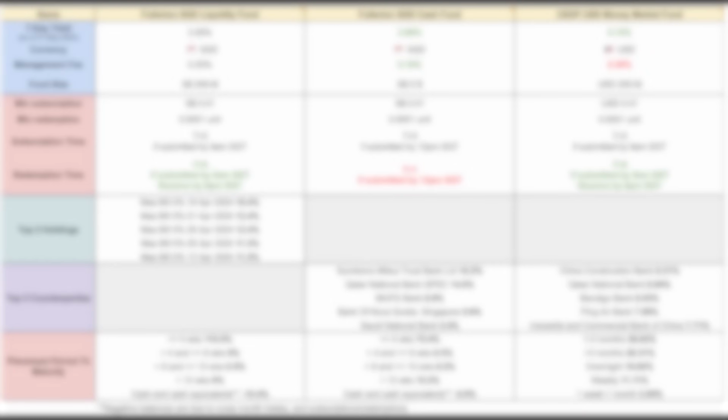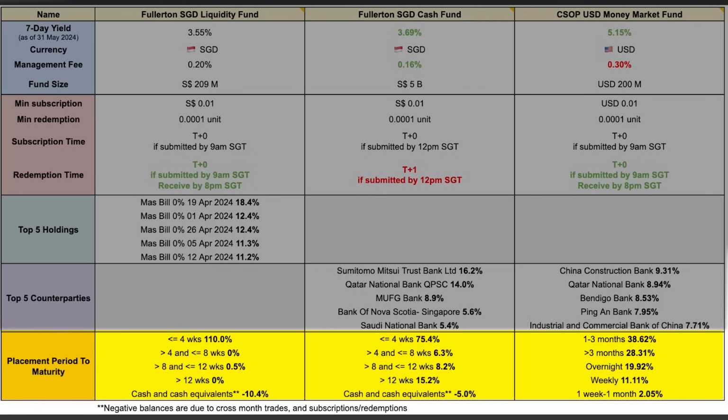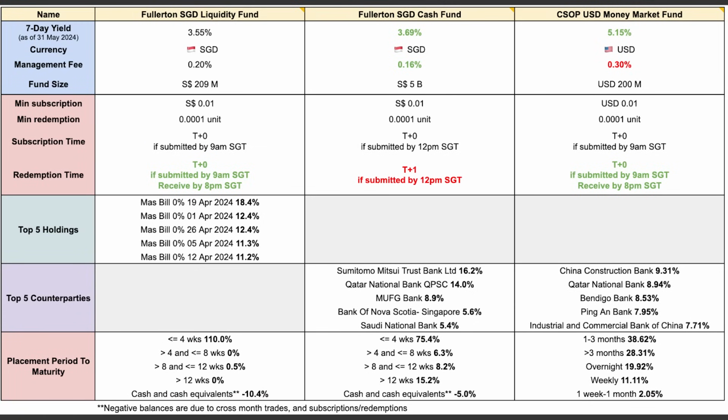Check this out. If we look at the placement period to maturity of the funds, all of them have very short maturity periods. For example, for both the Fullerton SGD Liquidity Fund and the Fullerton SGD Cash Fund, most of their holdings have a maturity period of 4 weeks or less. And as for the CSOP USD Money Market Fund, most of the holdings is within 1 to 3 months. In terms of yield, the Fullerton SGD Liquidity Fund has the lowest 7-day yield at 3.55%, followed by Fullerton SGD Cash Fund at 3.69% and CSOP USD Money Market Fund at 5.15%.